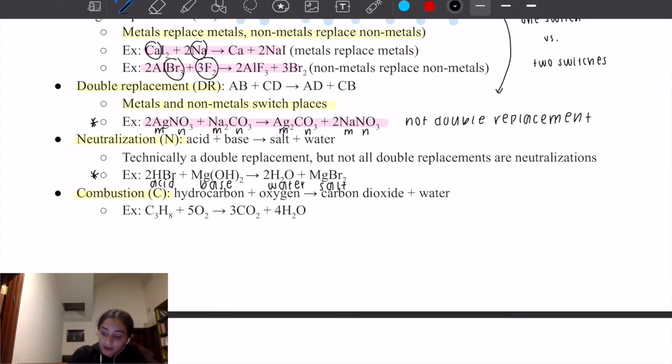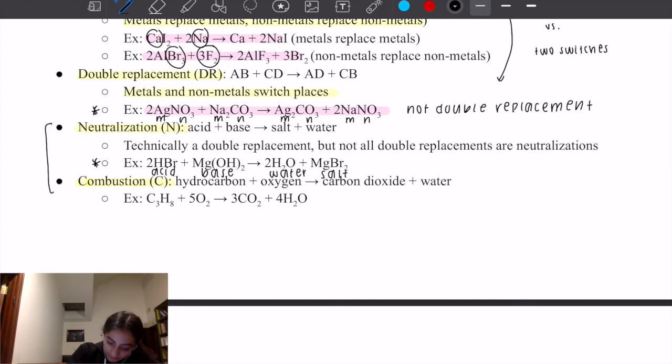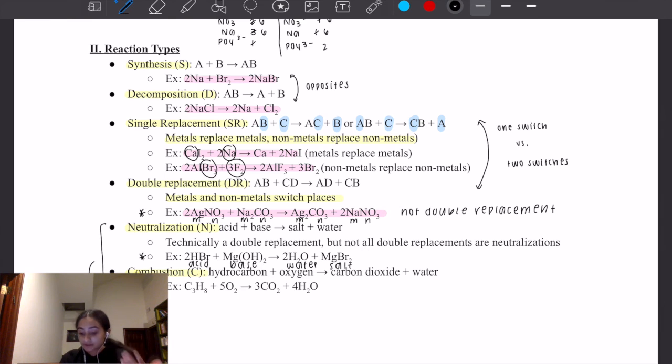Quite straightforward. These just are very specific, and you have to make sure that you categorize different reactions correctly. So all these abbreviations, S, D, SR, DR, N, and C, you can abbreviate the different reactions like that. But this is just an in-depth look at what each of the reactions looks like. And in a future video, we will be predicting the products. So it's important to know how each of these reactions will start and end up.